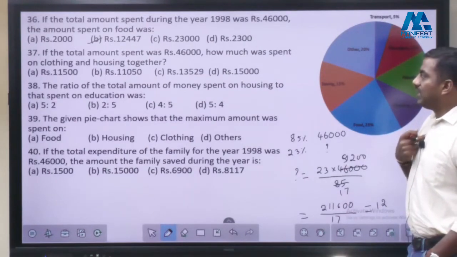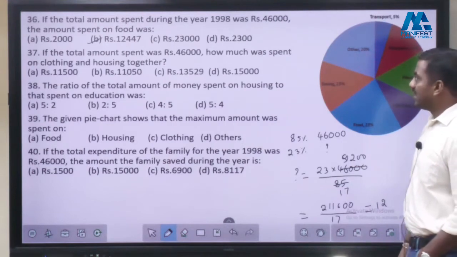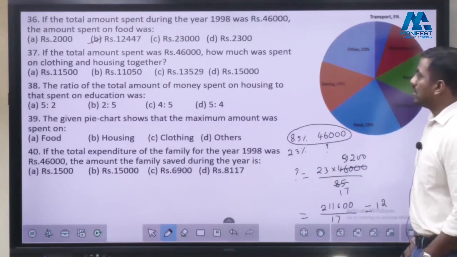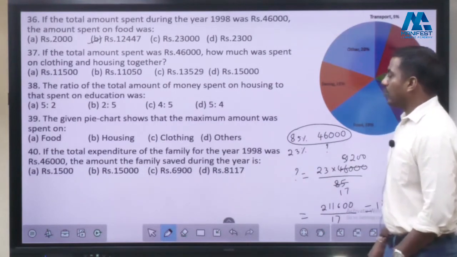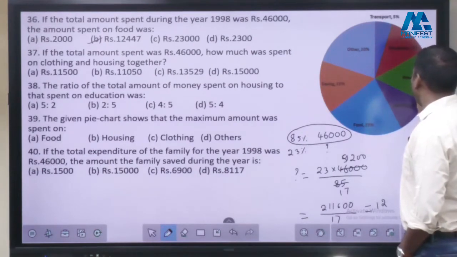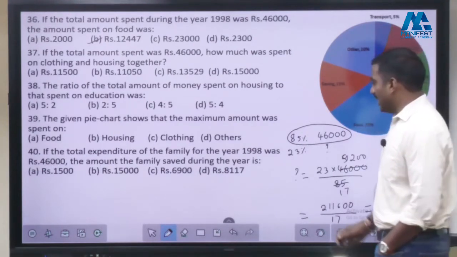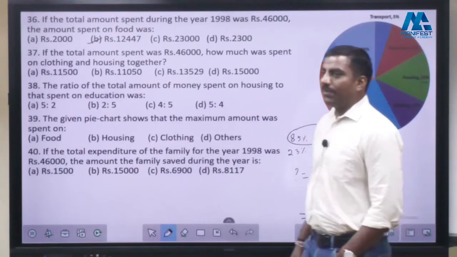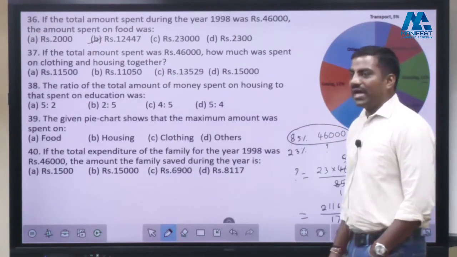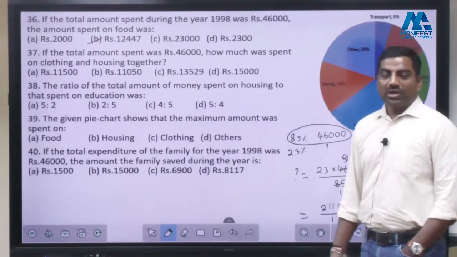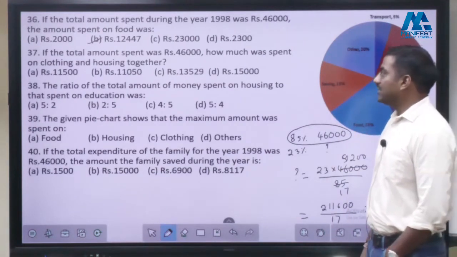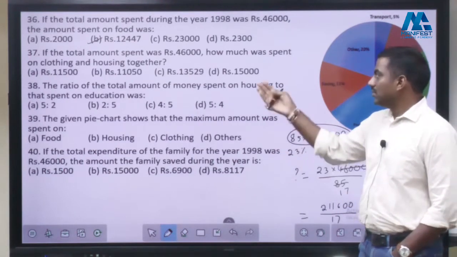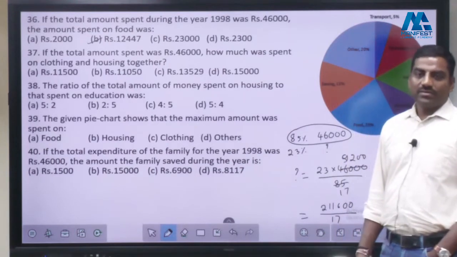Next, the total amount spent was 46,000, same thing. 85% is 46,000. Then how much was spent on clothing and housing together? Clothing is 10% and housing is 15%. So similarly, 85% is 46,000, so 25% is how much? Apply your common sense. Earlier we had calculated for 23%. It was 12,000 odd. So our answer has to be another few thousand. That is 13,529.